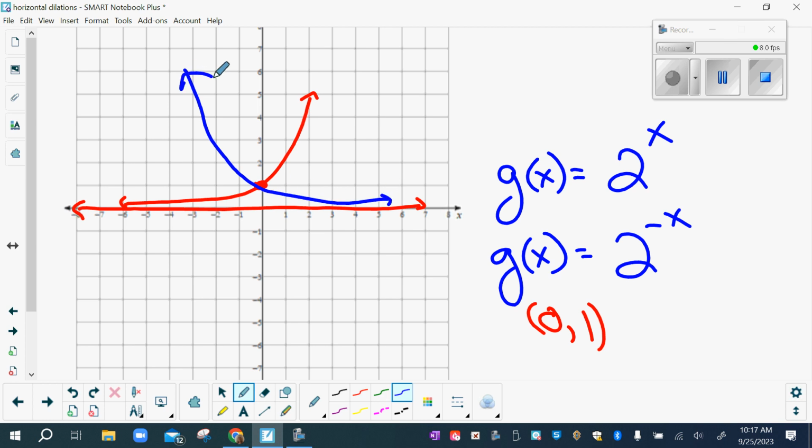Yeah. So where's the 2 come from? The 2 just tells how steep he is. If that had been a 3, it would have looked like this. If it had been a 4, it would have looked like this. We're going to do a 2 on everything.